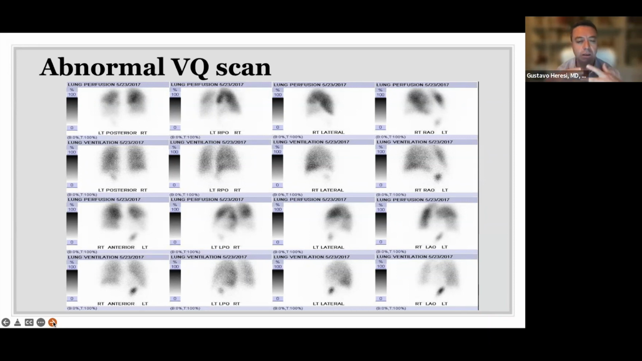I show you this because during the last couple of years, a lot of our centers stopped doing the ventilation part because that means inhaling a substance that can rattle things. And in the era of COVID, we were concerned about disseminating COVID. But luckily, we've learned over the last couple of years that, again, doing just the perfusion part may be enough.